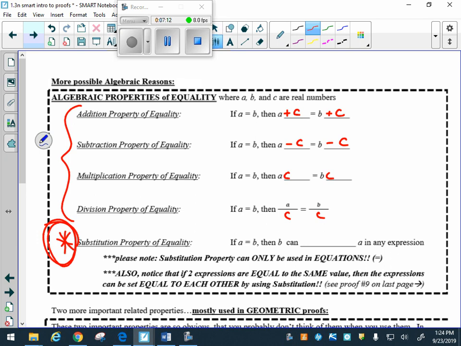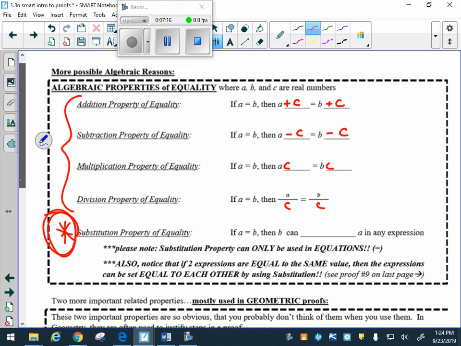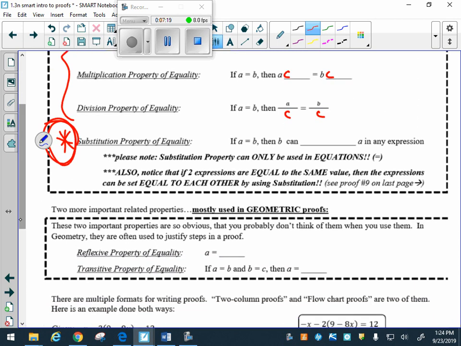Okay, substitution property. Also a property of equality. All of these properties of equality are used in equations. Equality, equal signs, right? Equations. So the substitution property is no different. It says if A equals B, then B can replace A in any expression.